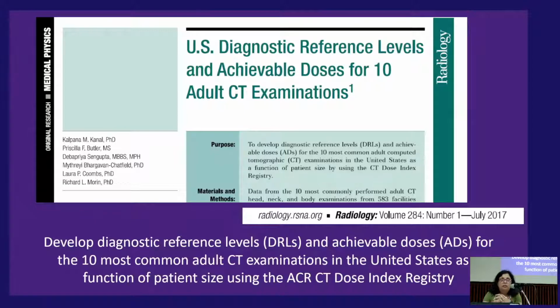So in my last talk, I said that the ACR as of August 2022 have collected 154 million exams. When ACR started DIR in 2011, in 2017, we published, based on many, many exams, the diagnostic reference levels and achievable doses for 10 adult CT exams in the United States. So I'm going to talk pretty much about that.